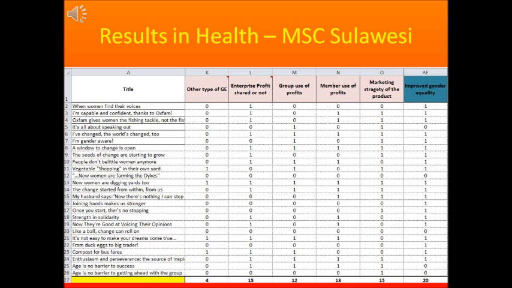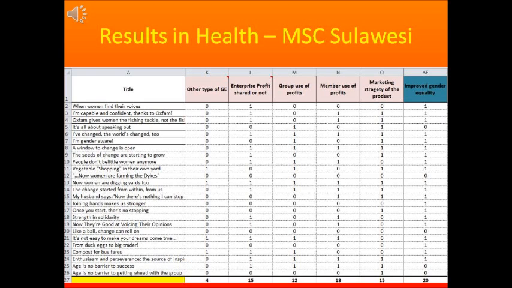Here is an example of one data set that was generated by some people from Results in Health, a Dutch NGO, when they looked at a set of MSC stories collected by Oxfam in Sulawesi in Indonesia. You can see the titles of the stories listed down the left side, and across the top are different aspects of the stories, different features of the stories which were of interest.